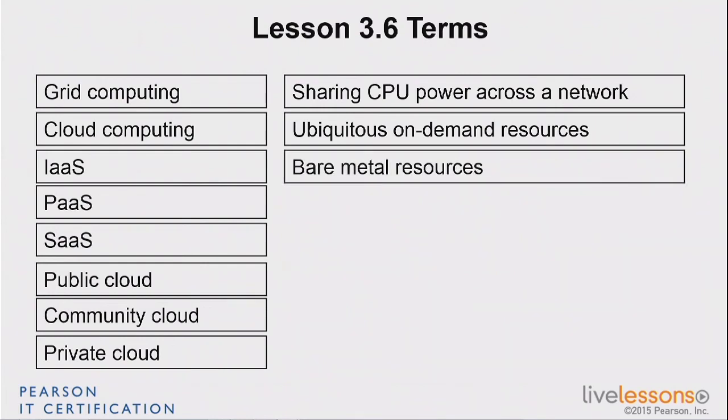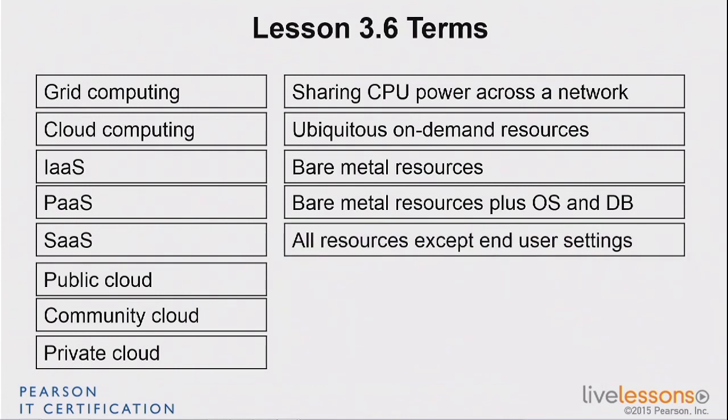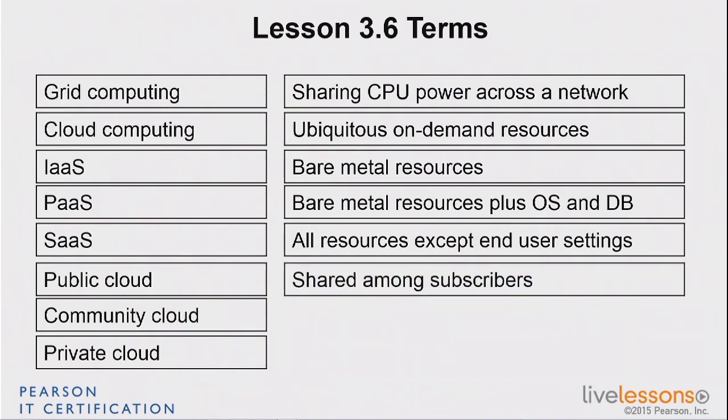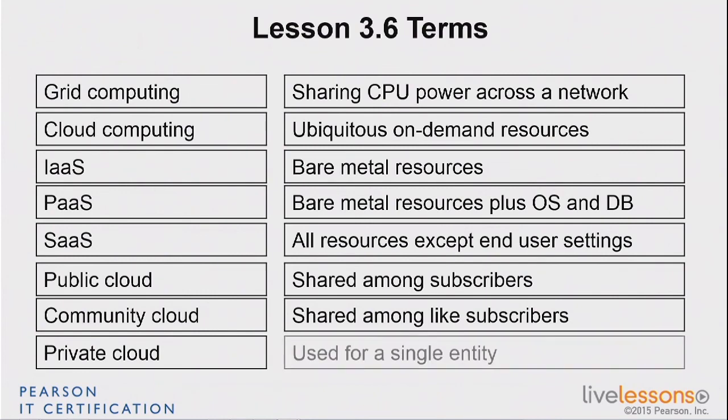IaaS, Infrastructure as a Service, provides bare metal resources. PaaS, Platform as a Service, provides bare metal resources plus an operating system plus sometimes a database. SaaS, Software as a Service, provides all resources except perhaps some end-user application settings. The public cloud is shared among all subscribers. A community cloud is shared among like subscribers within your community. And a private cloud is used for a single entity.